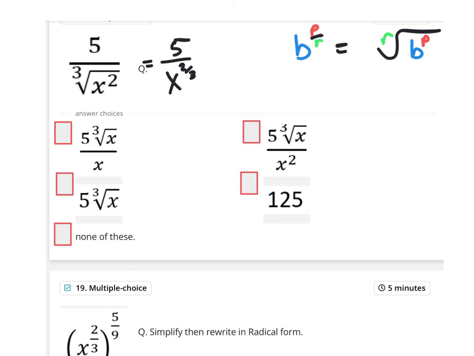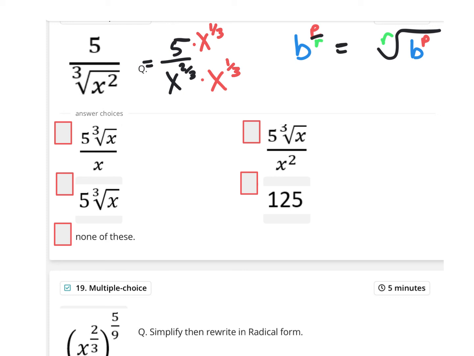Now, I want to get rid of this 2/3. I want to make it a whole x. Okay? So I know that if I multiply both top and bottom by x to the, what do I need to do to make this 2/3 become one whole? Of course, when you're multiplying, you really add those exponents. So 2/3 plus what will give us 3/3. 2/3 plus 1/3 will give us 3/3. So we're going to multiply both top and bottom by x to the 1/3 power.